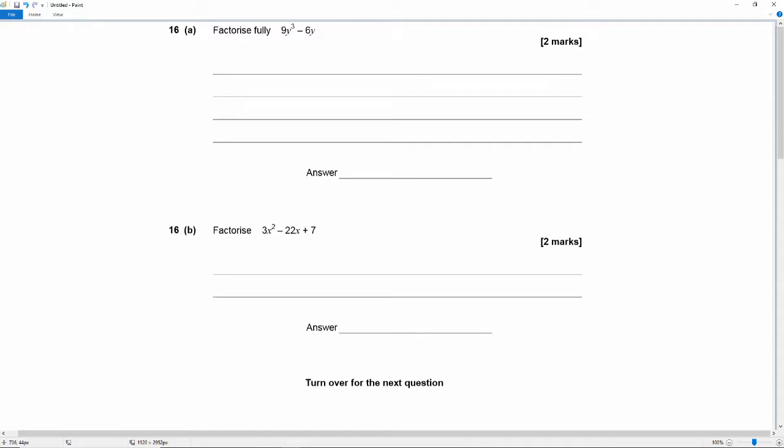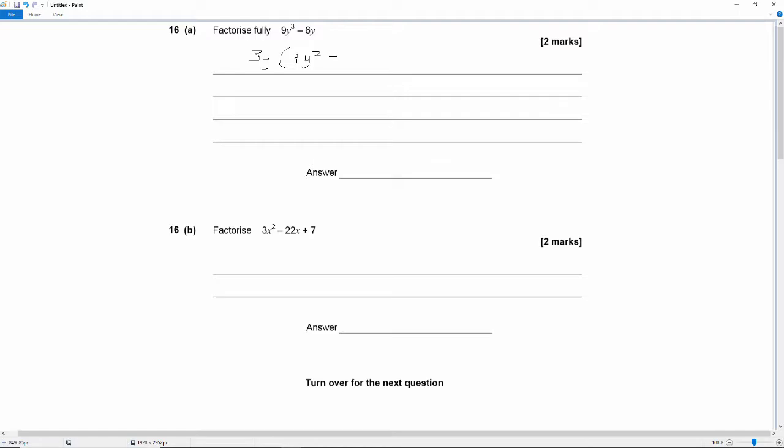Okay, so what can we do? Well, 9 and 6 both fall on the 3 times tables, so we can pull 3 out, and both of these terms have a y in it, so we can pull 3y out. So 3y into, well, 9y cubed divided by 3y, 9 divided by 3 is 3, and y cubed divided by y is just y squared.